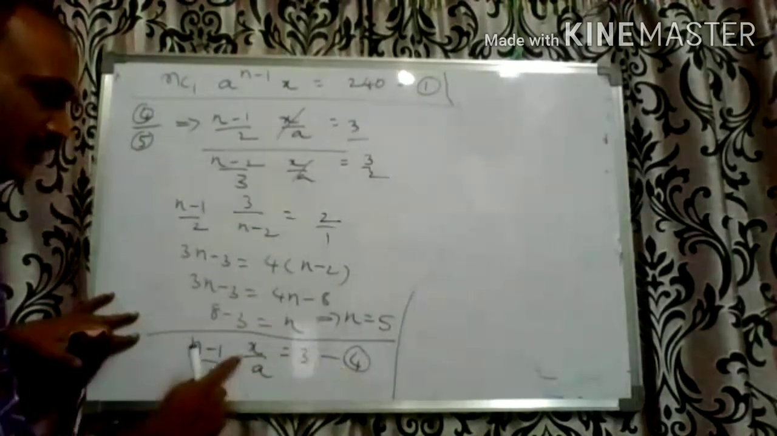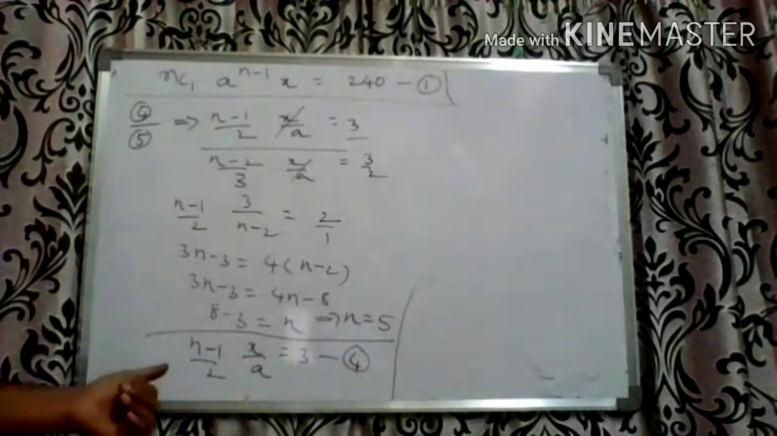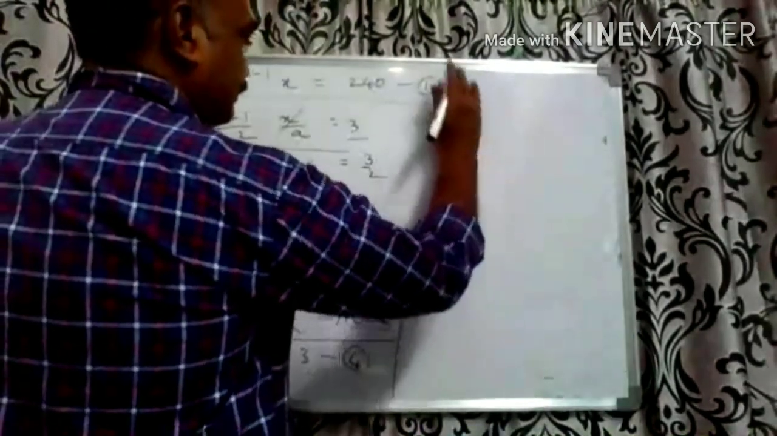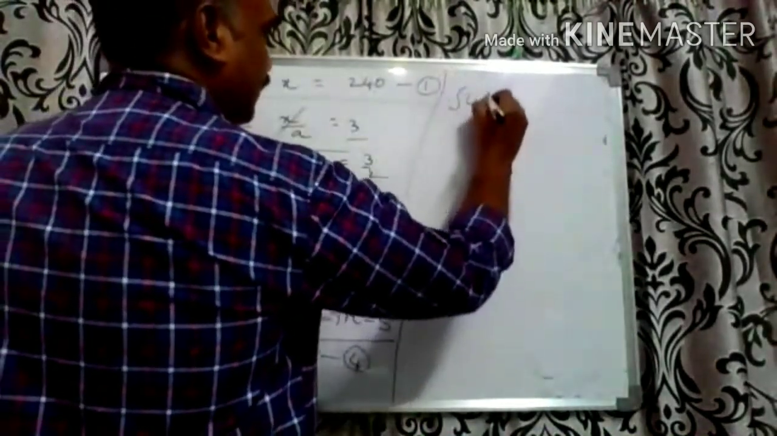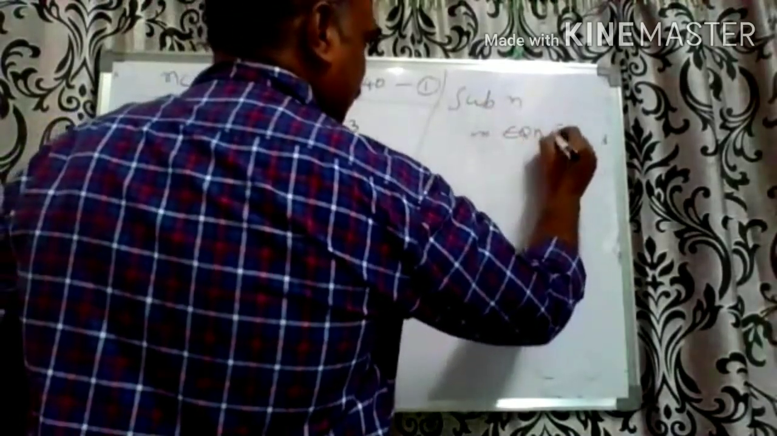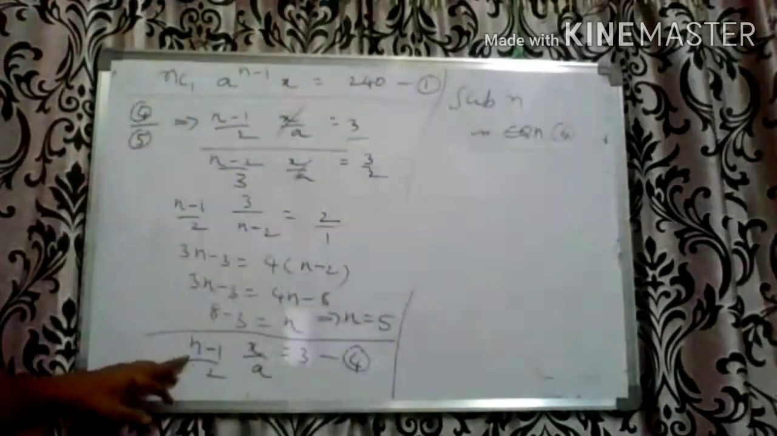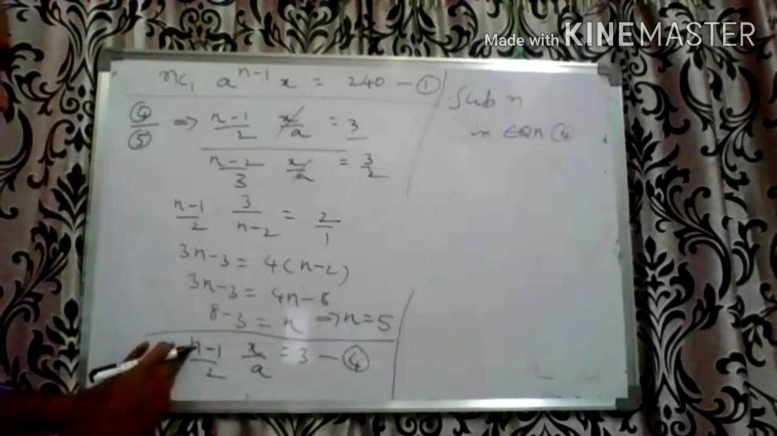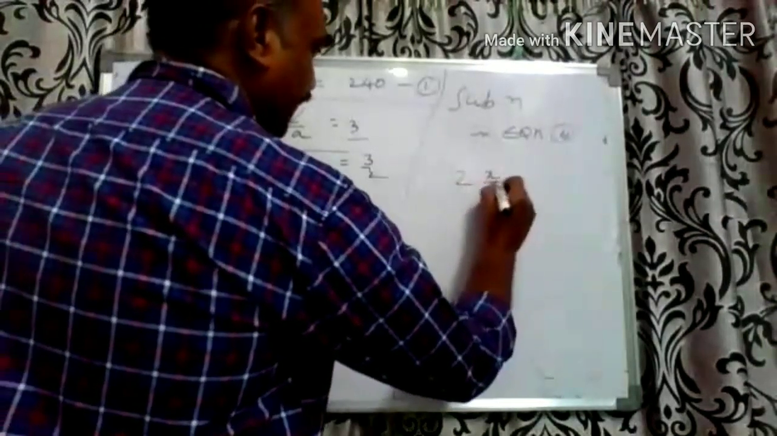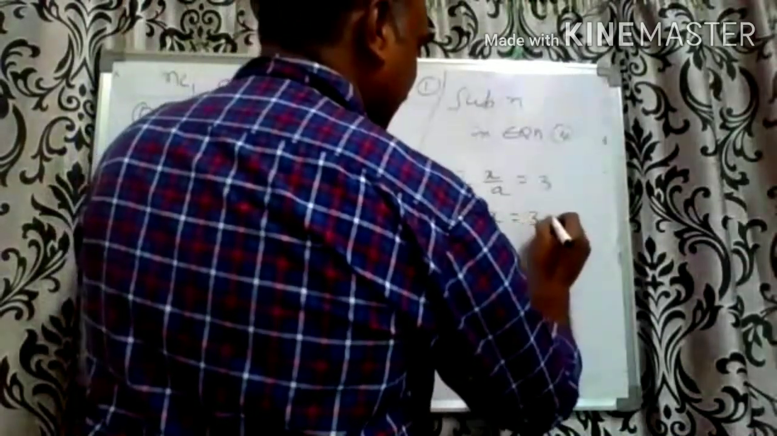Substitute n is equal to 5 in equation number 4. n is equal to 5, 5 minus 1, 4. 4 by 2, 2. 2 into x by a is equal to 3. x is equal to 3a by 2.